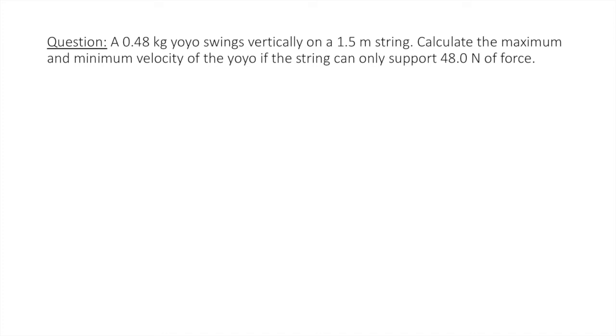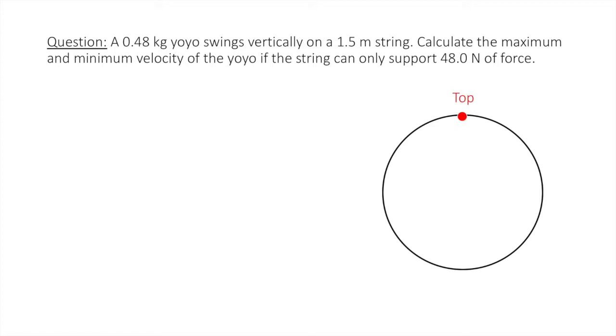The first step to solving this question is to draw a free body diagram. I'm going to draw two of them for you. One when the yo-yo is at the top of the circular path, and one when the yo-yo is at the bottom. Minimum velocity will occur when the yo-yo is at the top of the circular path.